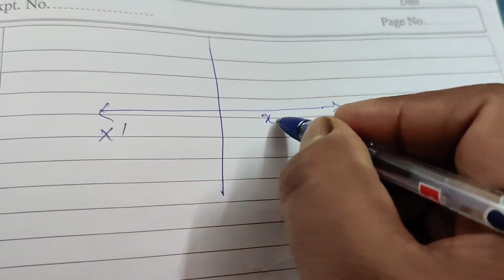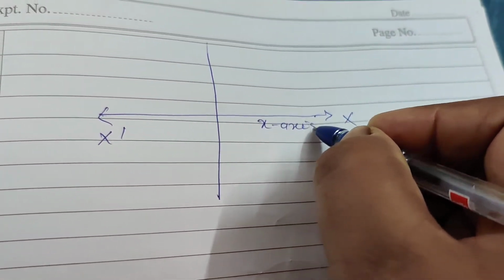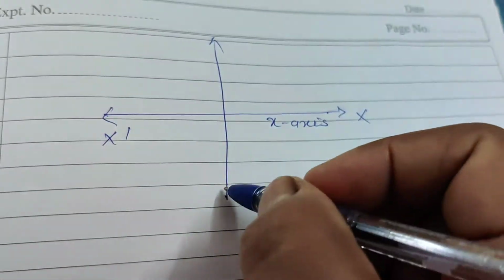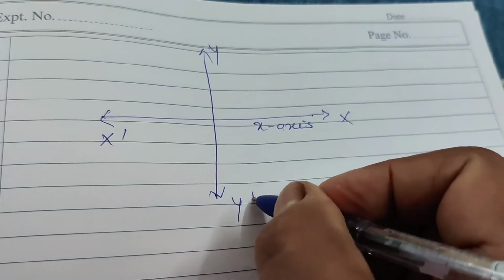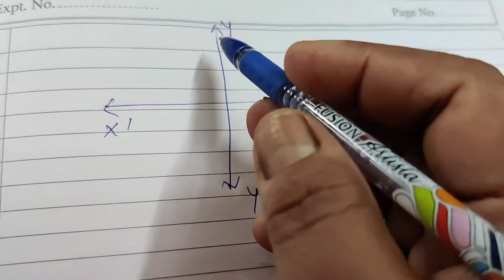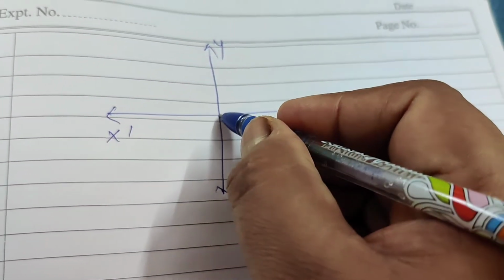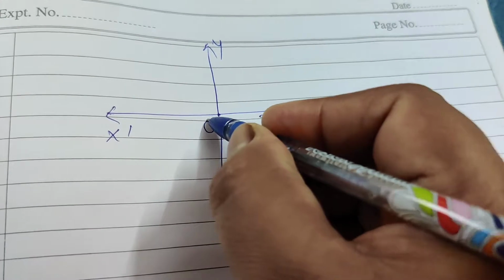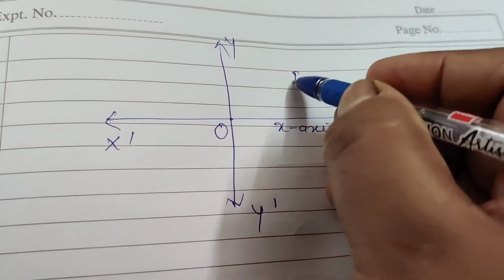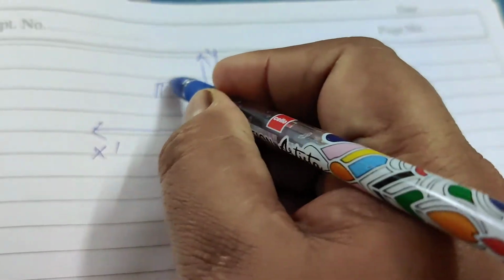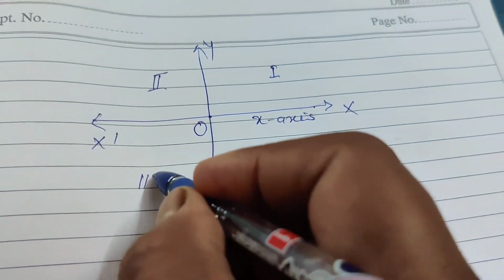This is the x-axis, and the vertical line is the y-axis. This is the y-axis. Where these two lines intersect, this point is known as the origin. Okay, this is the first quadrant, second quadrant, third and fourth quadrant.